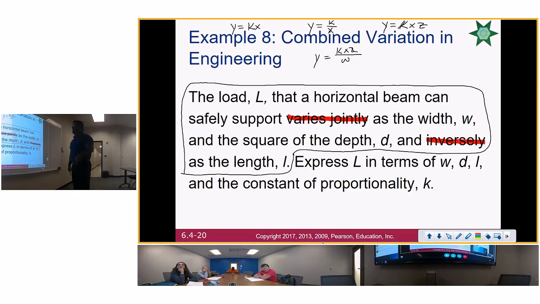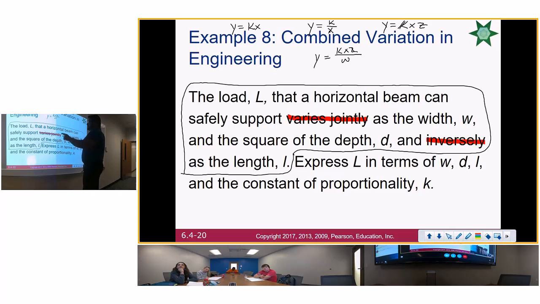You can put a square there. You can put a star, because I'm fixing to change all the variables right now. I just had to get the formula down. What are we missing? We're missing a square. Where does that square belong? Well, it says jointly as the width and the square of the depth. So the Z is going to be squared. Okay, so here we go.